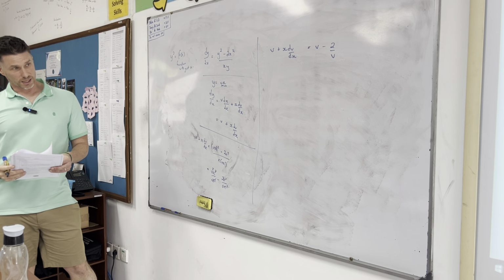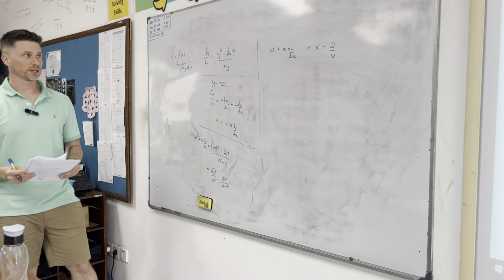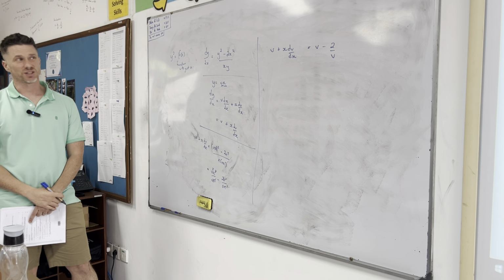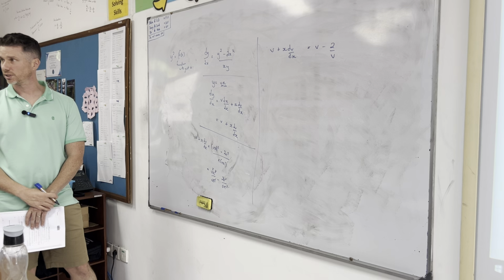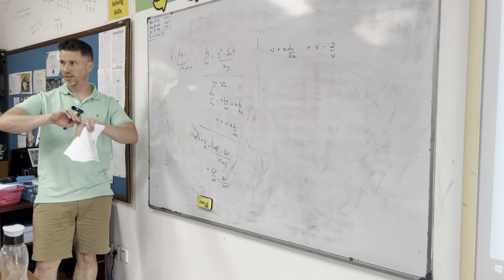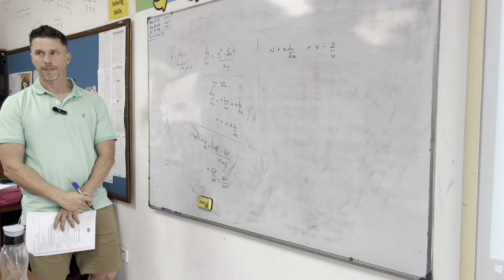Okay, so I need to integrate at some stage. So I'm getting to a stage where I can integrate the v's and the x's separately. I can't do it when they're all stuck together like this, all mashed up. If I can get the v's on one side and the x's on the other side, I can then integrate. That's what I'm looking for.